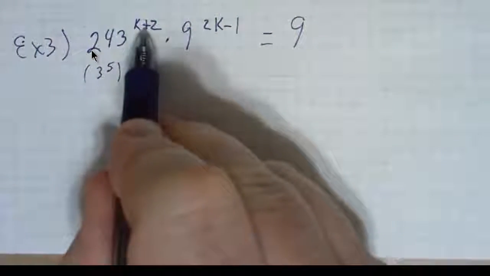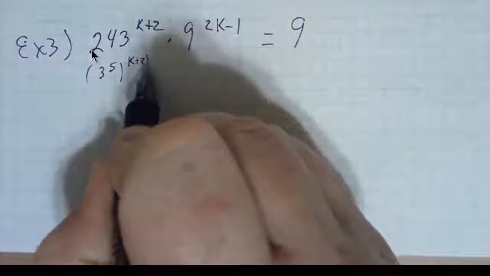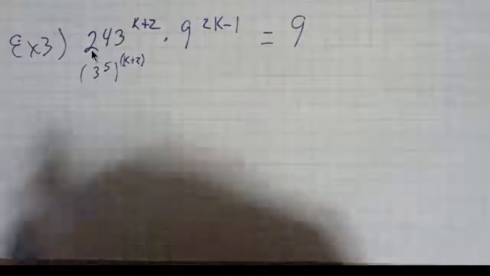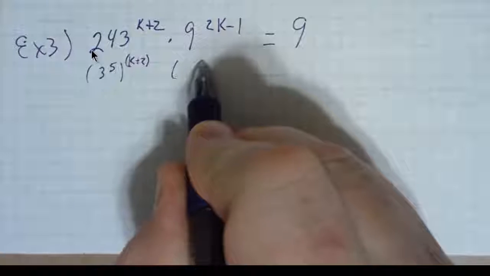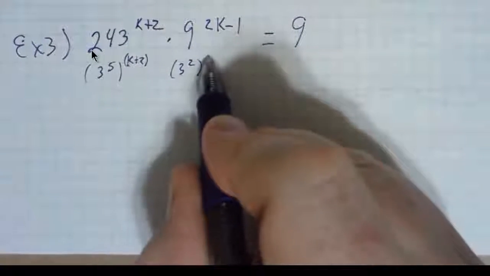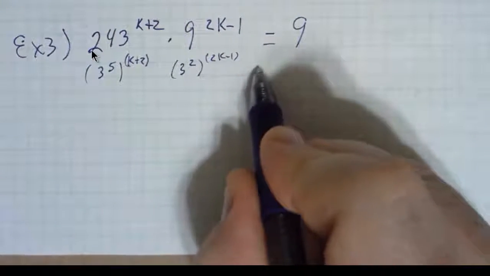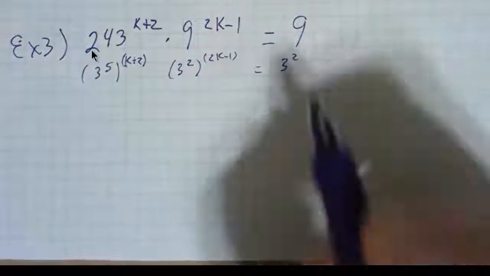Then I'm going to bring my exponent of k plus 2 down. I'm going to put it in parentheses also because I'm about to apply a power to a power rule here. That means I need to get the 9 in base 3. So that would be 3 to the 2nd power, and it's going to be raised to the 2k minus 1. And I've got 9 here, which I'm just going to call 3 to the 2nd power.